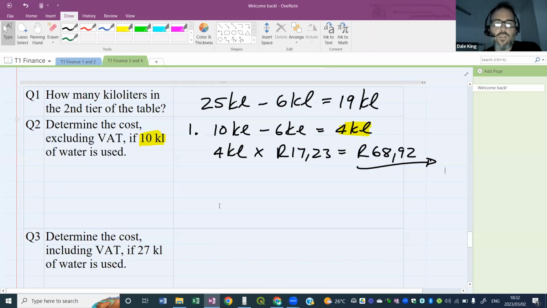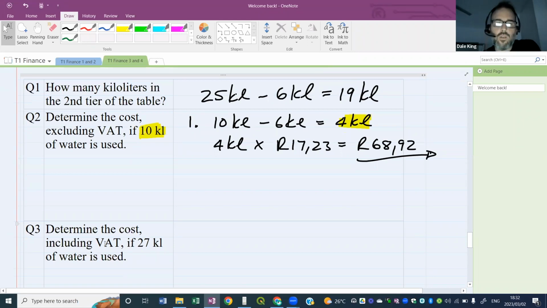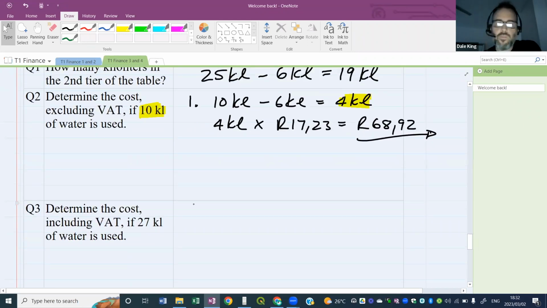Now, this one has got lots of things that we have to look at. It says, determine the cost, including VAT, if 27 kiloliters of water is used in a month. Remember, at the end we must include VAT. But this is 27 kiloliters of water. All right, so I'm going to do the same thing over again.